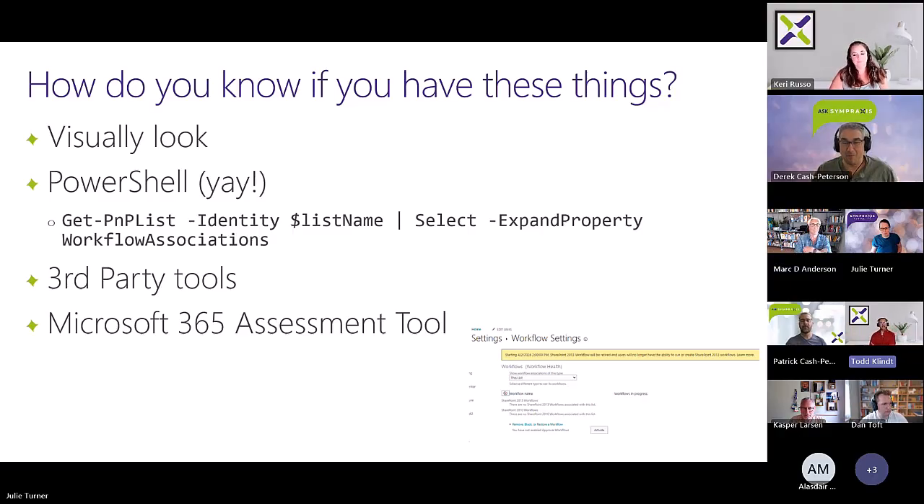We've got a few different ways to do it, and I've got them in maturity model order. One of the things you can do is just look. You can go to any list or library, go to the gear and settings, then more library settings, and then there's a workflow settings tab or link in there. You can go to that and see which workflows are associated with that list or library.